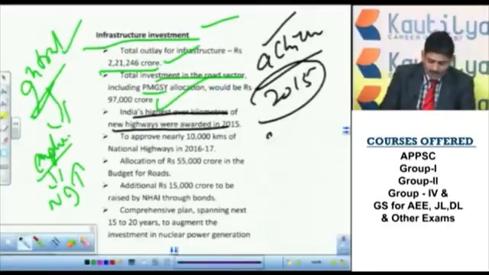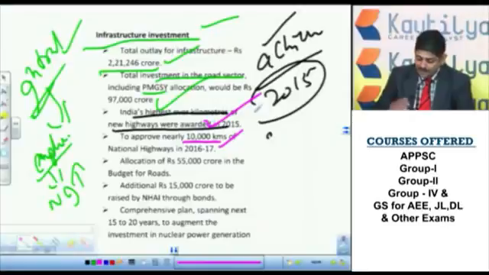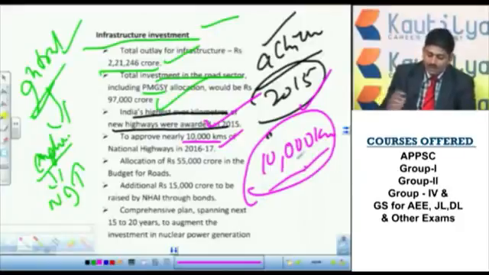Now, what has the government aimed for? The government wants to approve 10,000 kilometers of national highways in 2016-17. This is the highest ever. That means in this particular financial year, they will construct 10,000 kilometers of highway. The distance of the highways that is going to be constructed in this financial year is 10,000 kilometers, the highest ever target. So the total allocation for roads is 50,500 crores. What is this? This is for infrastructure.